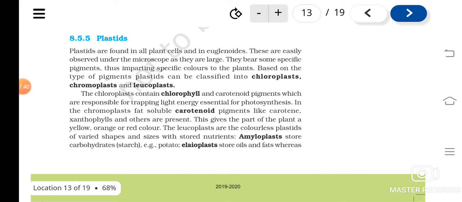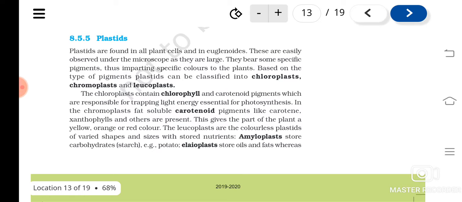The chlorophyll containing plastids are known as chloroplasts. They contain chlorophylls and carotenoids, which are necessary for photosynthesis. And chromoplasts contain fat soluble carotenoid pigments, like carotene and xanthophylls. Understood? So they give color to the plants. You can see different kinds of colors in some leaves, red, yellow, isn't it? So these are provided by carotenoids.